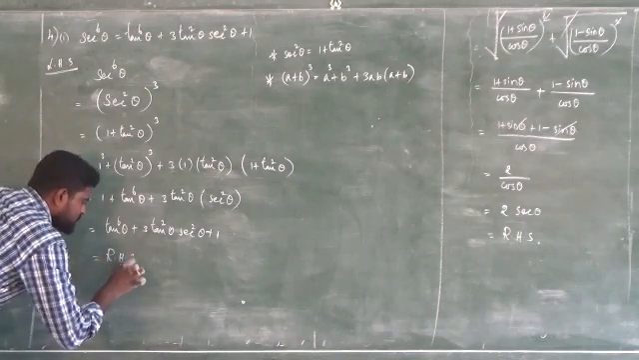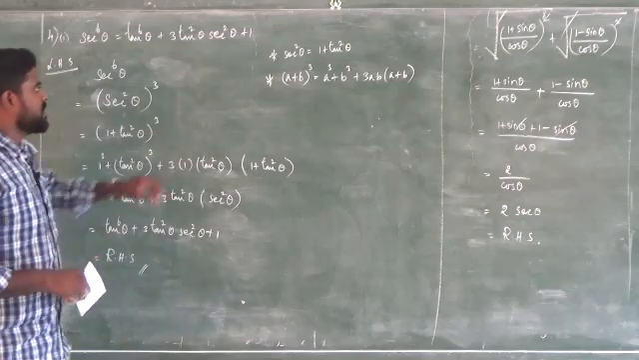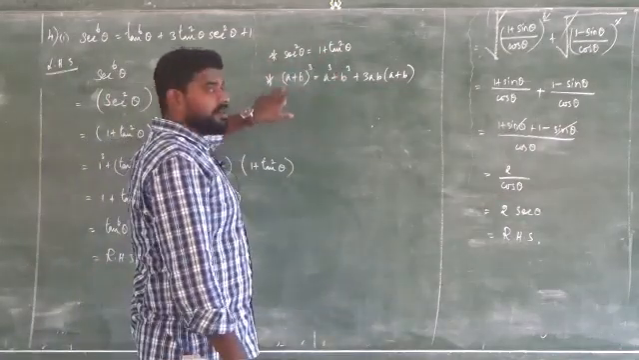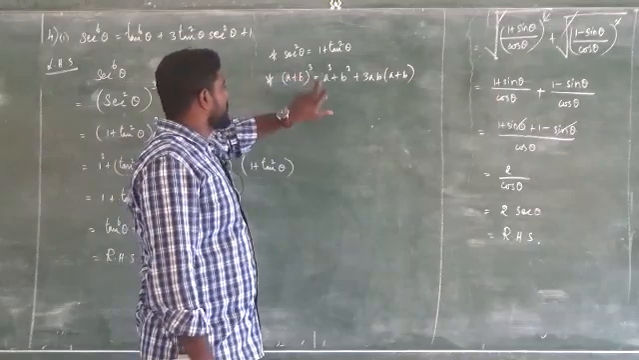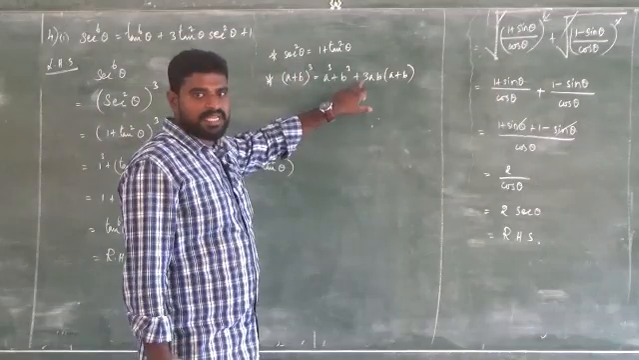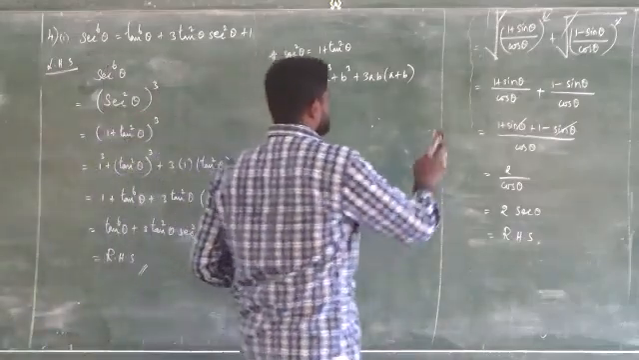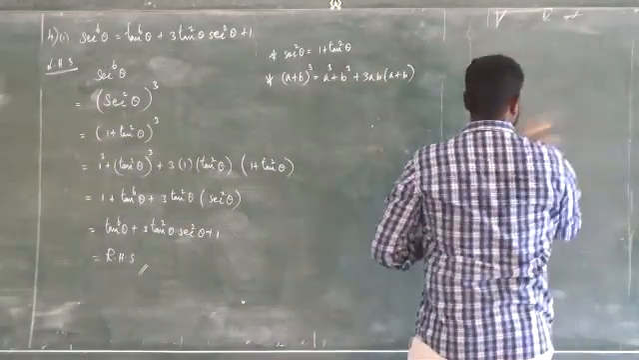So here we need to use two formulas. One is instead of secant square theta, it is 1 plus tan square theta. Another one, a plus b whole cube can be written as a cube plus b cube plus 3ab into a plus b. In the next problem, second subdivision in fourth problem.